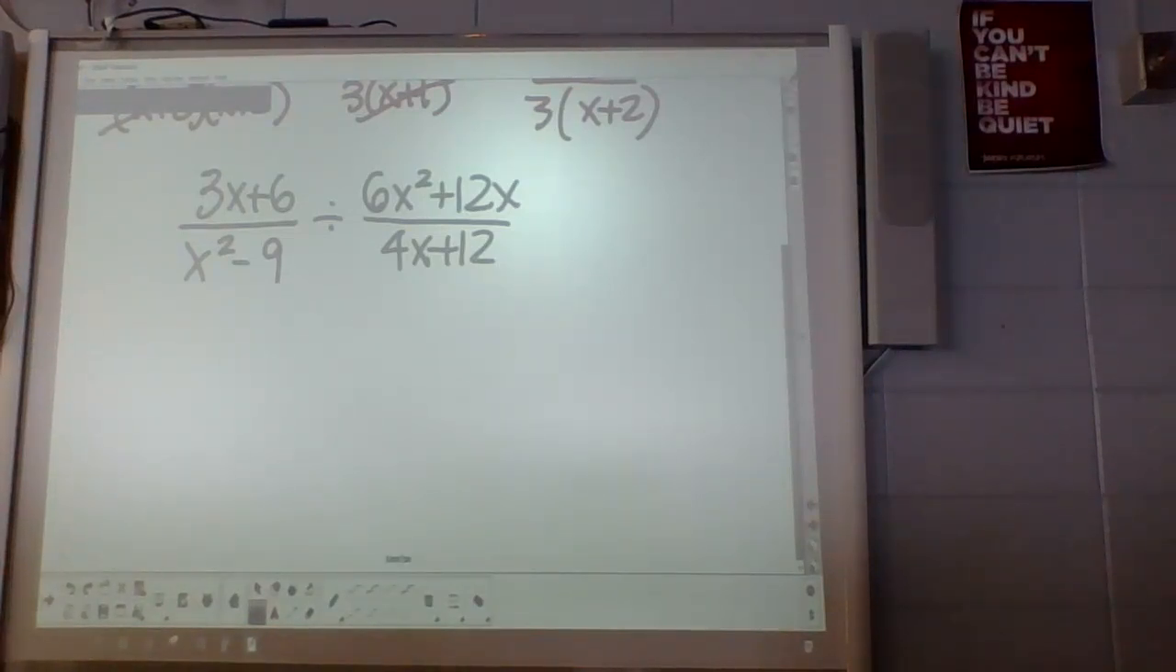And then this can be factored into the two sets of parentheses. They're both perfect squares. No, difference of squares. They multiply to give you this, multiply to give you that.